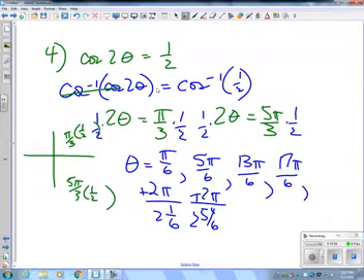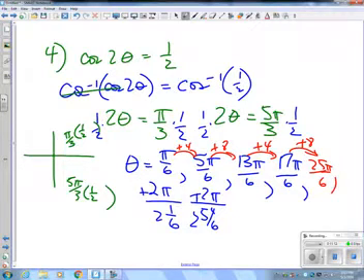Now let's see what our pattern's doing. It went up by 4. It went up by 8. It went up by 4. So it's going to go up by 8, and that'll be 25 pi over 6. It's going to go up by 4 again, so that's 29 pi over 6. And up by 8 again, which is 37 pi over 6.